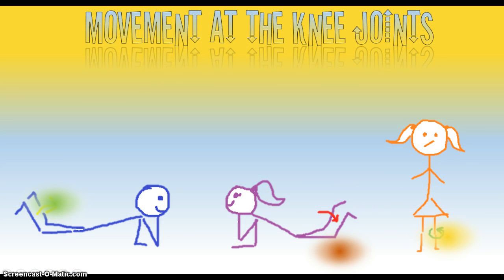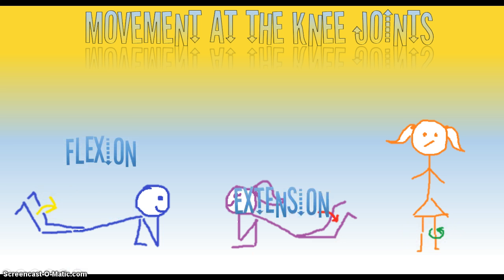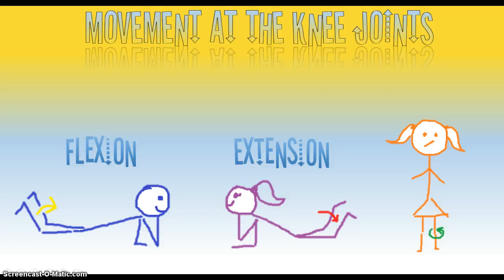Movement at the knee. So the first one is bending up, second one is essentially unbending. So decreasing the angle, increasing the angle, and then rotating at the axis.